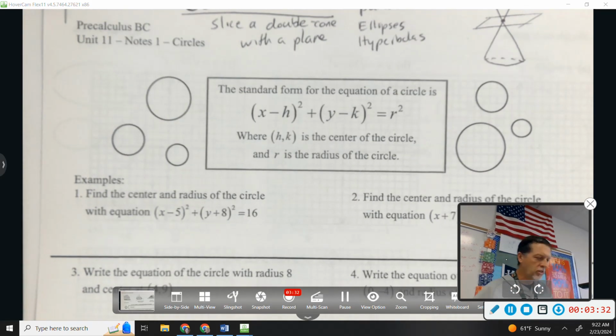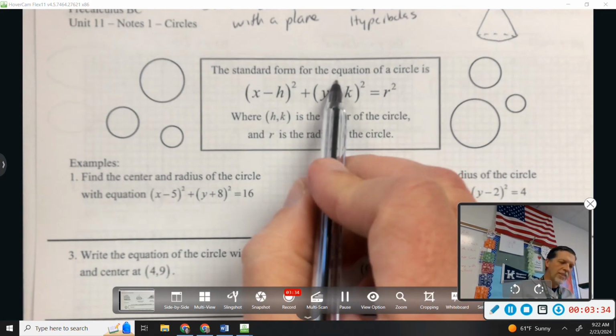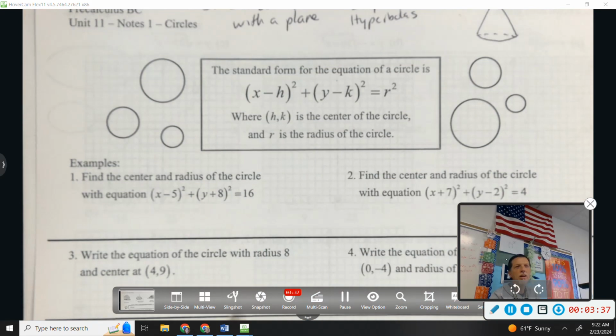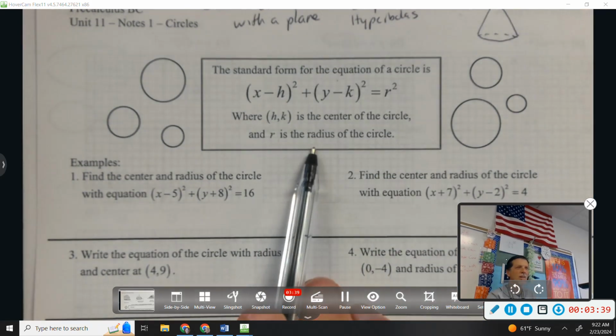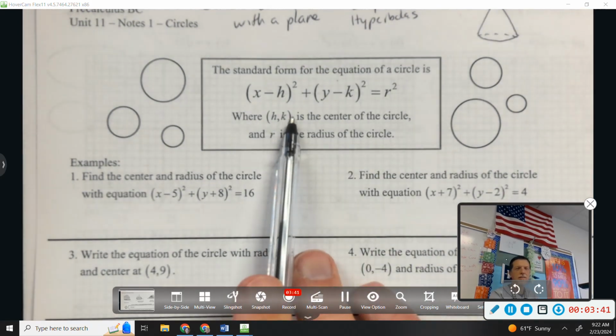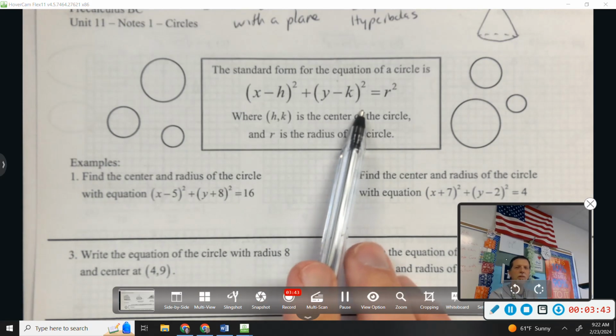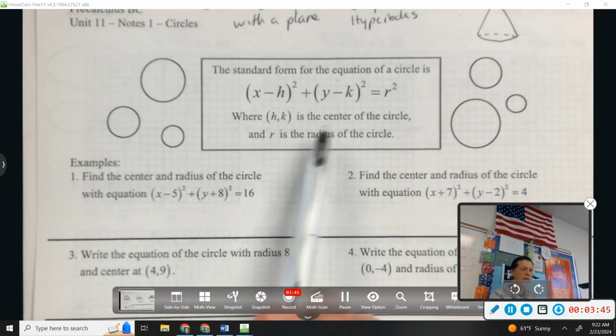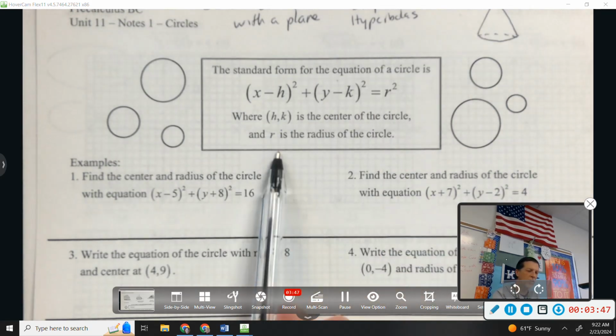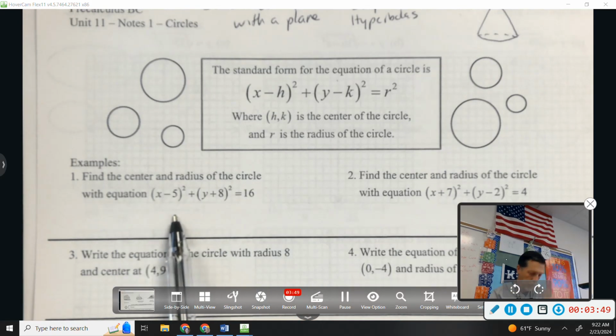All right, so a circle. Standard form of a circle. I think you saw this in Algebra 2. Does that look familiar? Yes. Okay. (x minus h) squared plus (y minus k) squared equals r squared. (h, k) is the center, r is the radius. So let's breeze through some of these. In fact, maybe even breeze enough to just pick on people here.